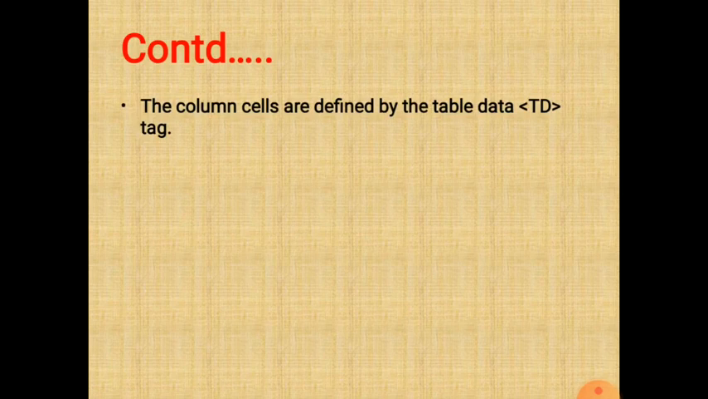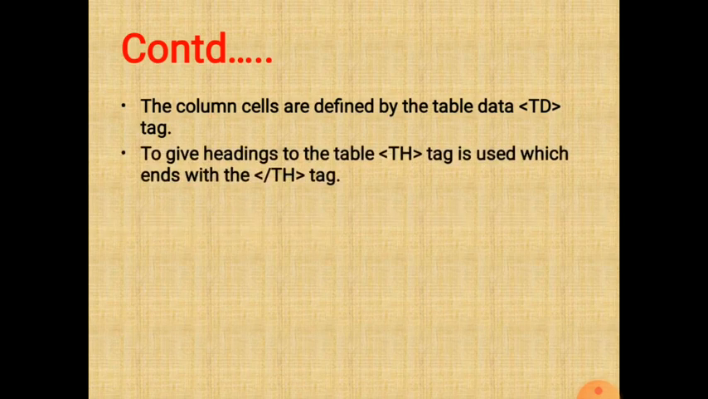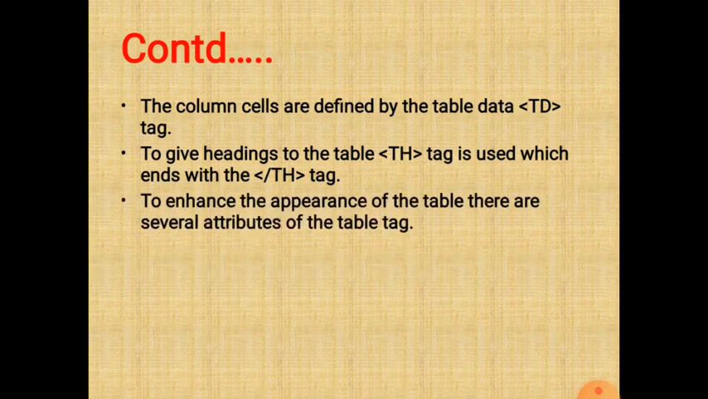The column cells are defined by the table data TD tag. For columns, which tag do we use? TD. To give headings to the table, we use the TH tag. And it ends with /th because it is also a container tag. TH means table heading. To enhance the appearance of the table, there are several attributes of the table tag.